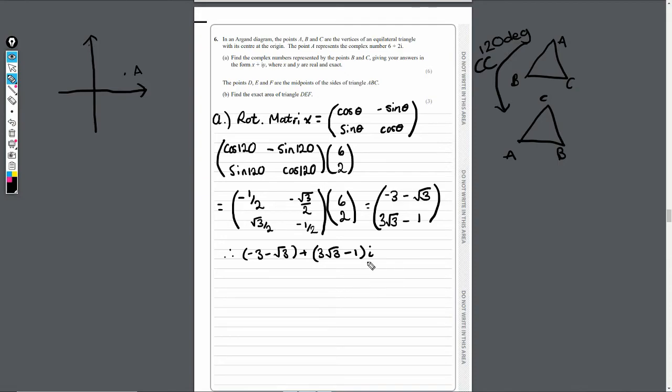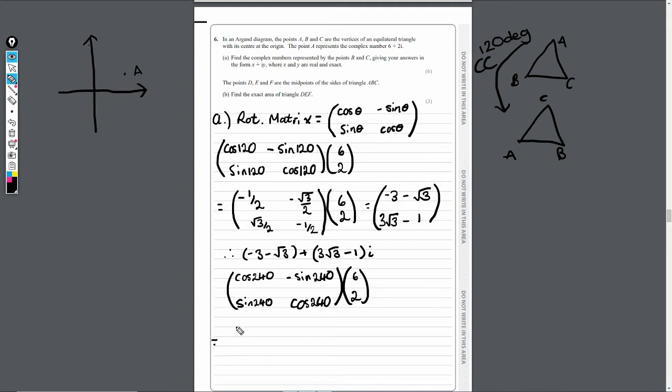And then finally, we're going to do the same again, but instead of 120, we need to do it with 240. So it's going to be cos 240, minus sine 240, sine 240, cos 240. Again, we're going to times it by 6, 2. Doing this now, again, write this in exact form.